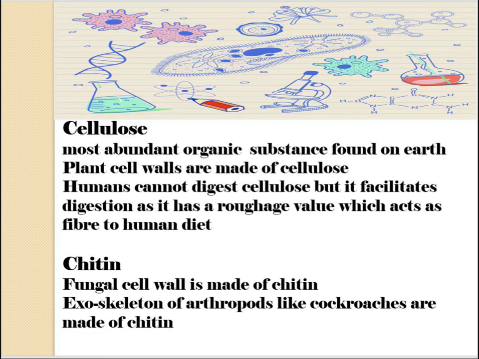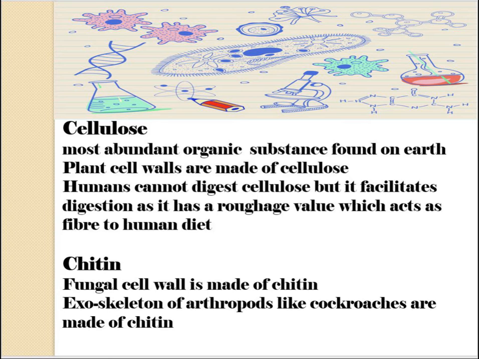When you are eating any kind of vegetable or fruit, the cell walls of that fruit are made of cellulose, which we have read in our previous video as well, when we were discussing the cell structure and all. So actually we cannot digest cellulose, but it facilitates digestion as it acts as a fiber in the human diet, a roughage value.